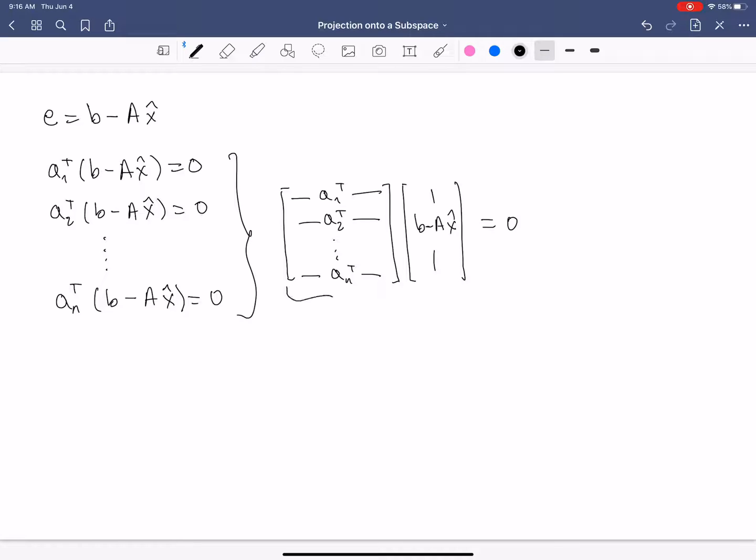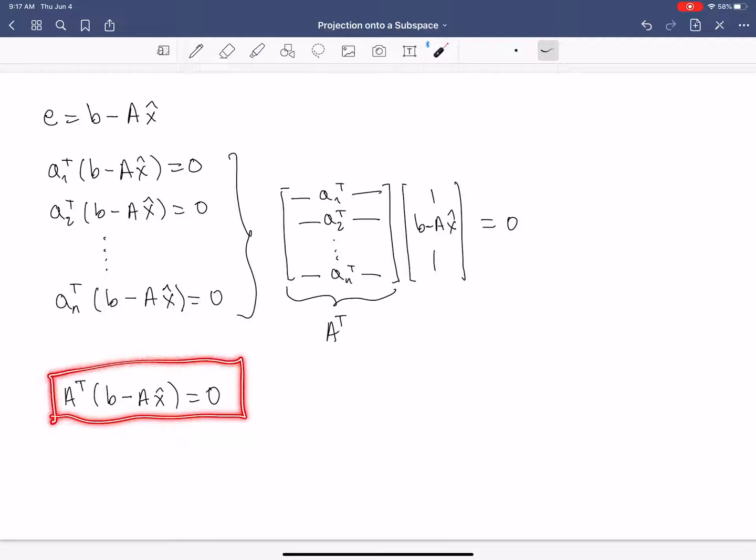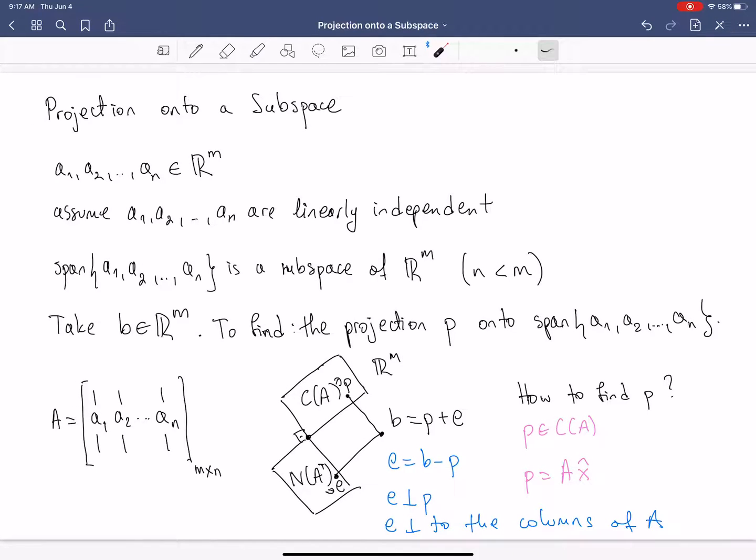Question is, what is this matrix? Well, this matrix is nothing more than A transpose. So you see, we have A transpose times B minus A x hat is 0. And this is that key equation. Now, just from this form, you see that this vector needs to be in the null space of A transpose, or the left null space of A. So this equation is consistent with the picture that we have over here.